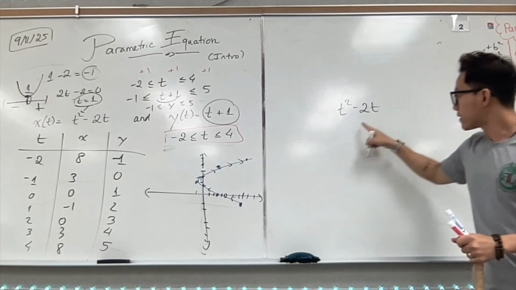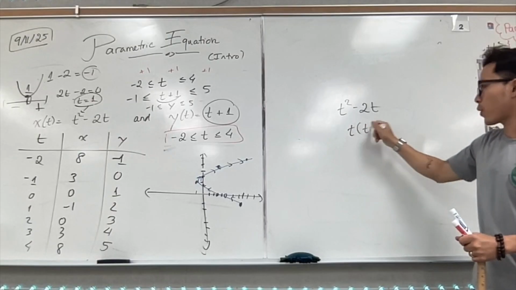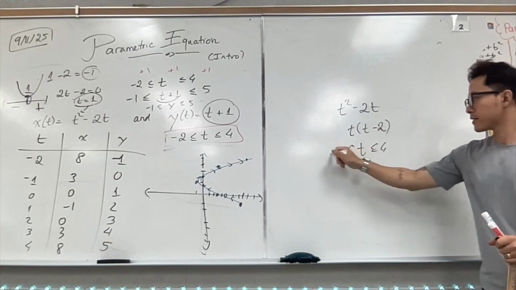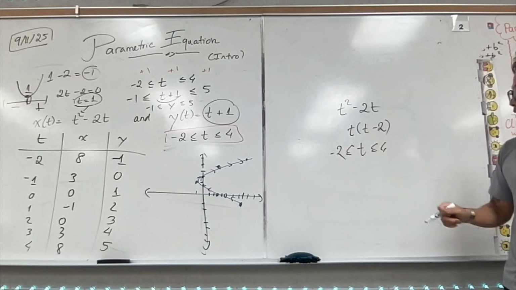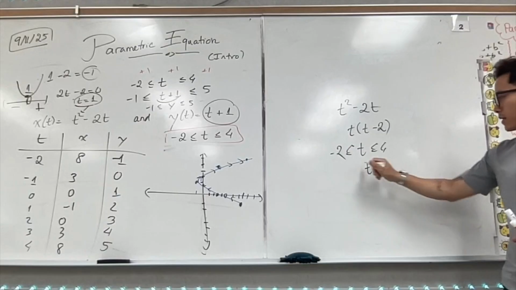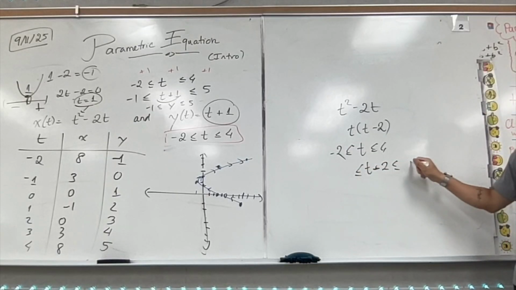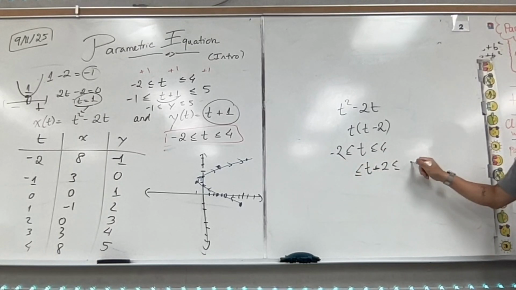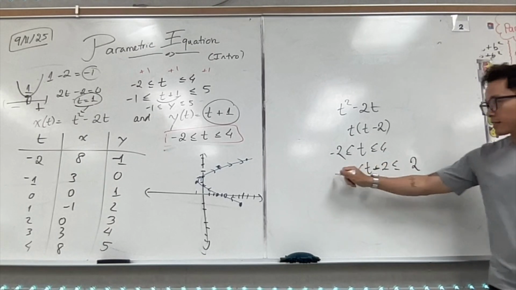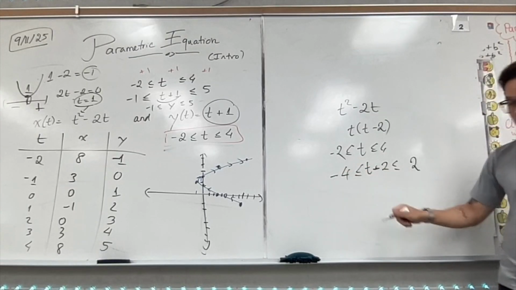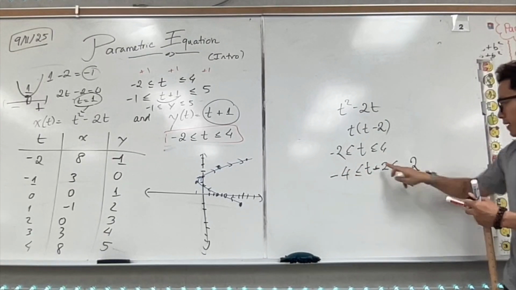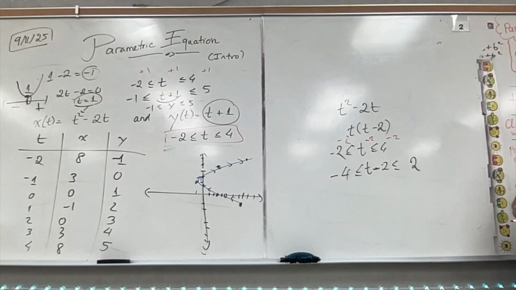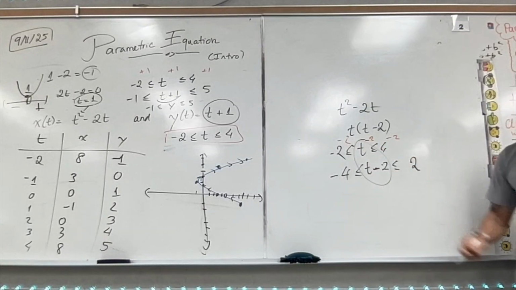T is from 4 to -2, right? So one way you can do it like this. T is between 4 and -2. So t minus 2 is between 2 and -4, right? I subtract 2 from both sides. And now I'm going to multiply these two together.